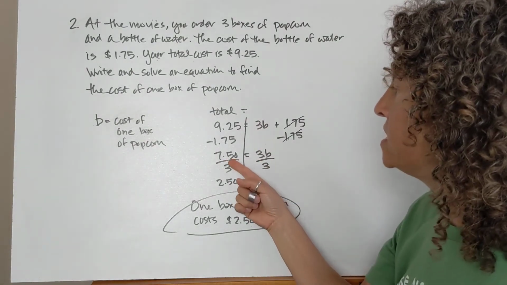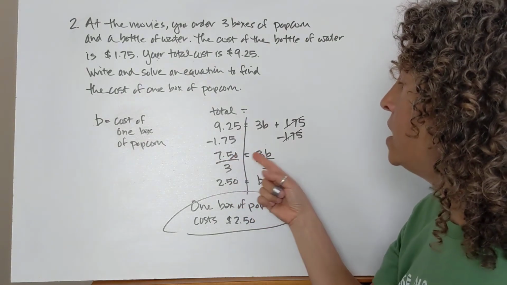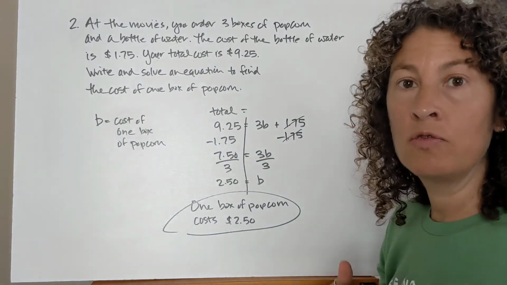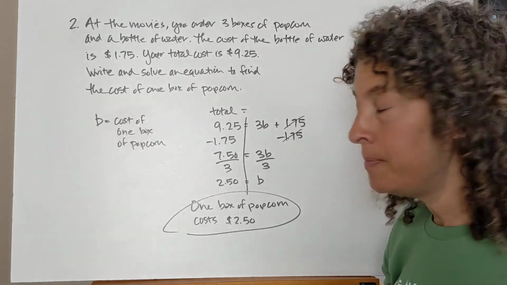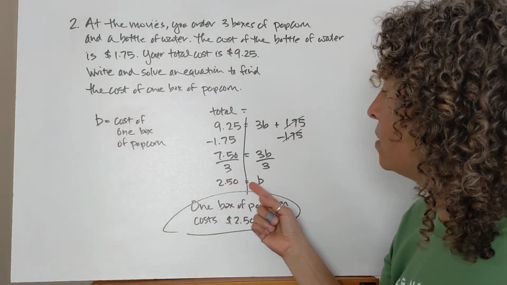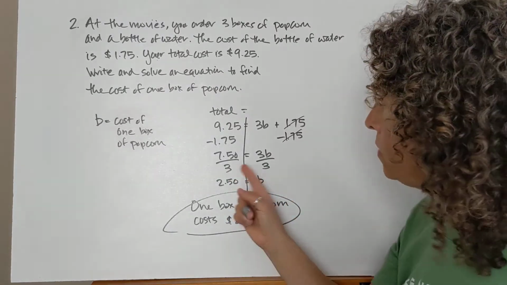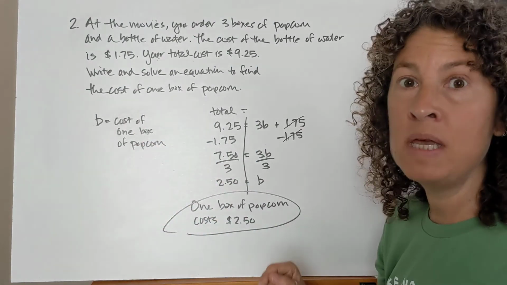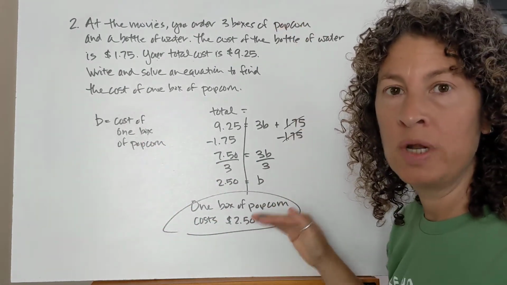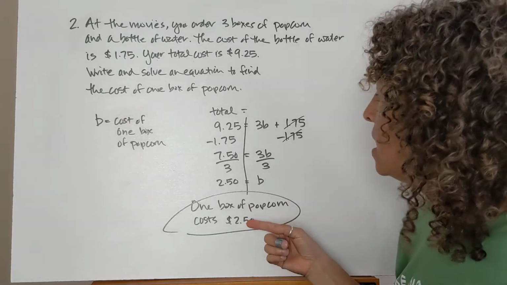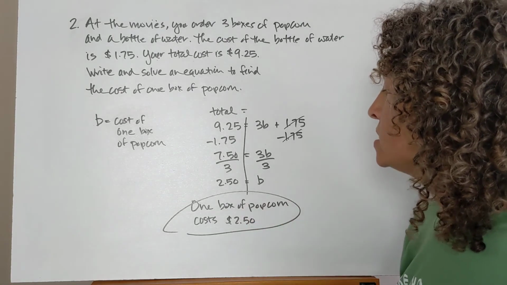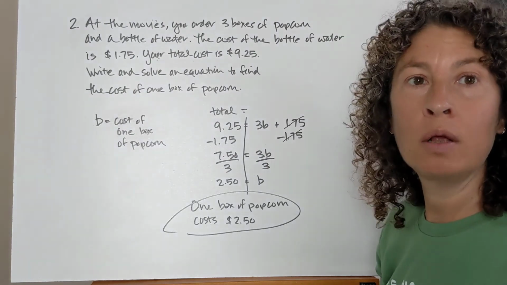Next, I'm left with $7.50 equals 3B. So from here, I need to finish up by dividing. Divide both sides by 3. I end up with 2.50 equals B. When I go back to what that means, again, this is a word problem, so I should end up with a sentence to clarify what my solution means. I end up with the cost of 1 box of popcorn is $2.50.